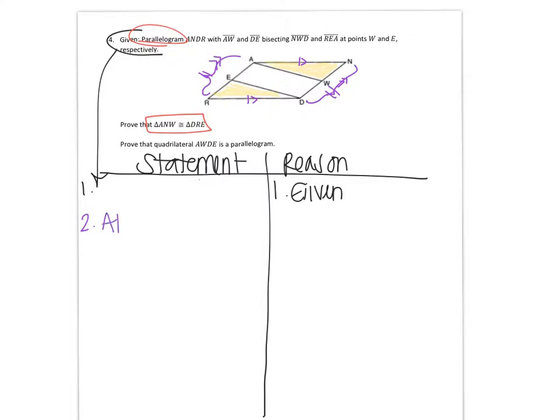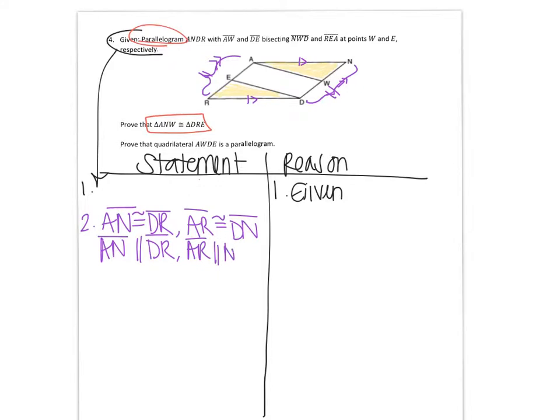We're stating that AN is congruent to DR, and AR is congruent to DN. Then we're going to also state that they are parallel. AN parallel to DR, AR parallel to DN. And this is because opposite sides of a parallelogram are congruent and parallel.